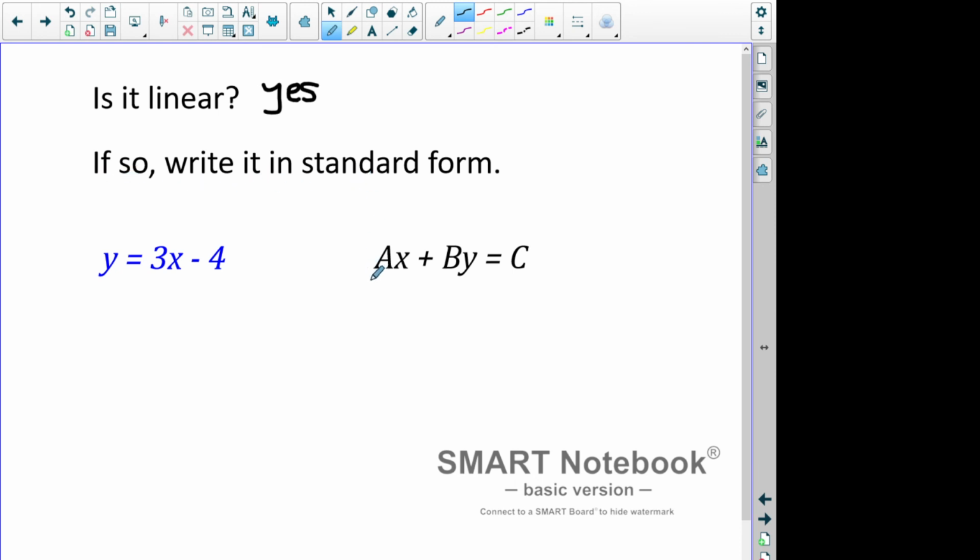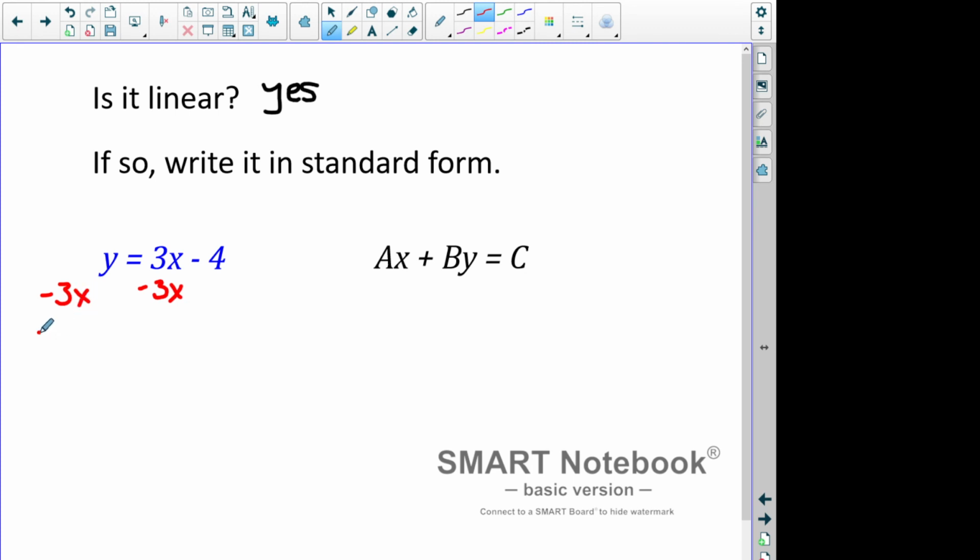So standard form has all the variables on the left-hand side, and the constant term is on the right-hand side. So this doesn't have that. My variable term is on the right-hand side. So I want to move this variable over to this side. The way that I'm going to do that is like we always do in equations, when we're trying to move things around, I'm just going to add the opposite. I have a positive 3x here, so I'm going to add a negative 3x here. And I have to do it to both sides.